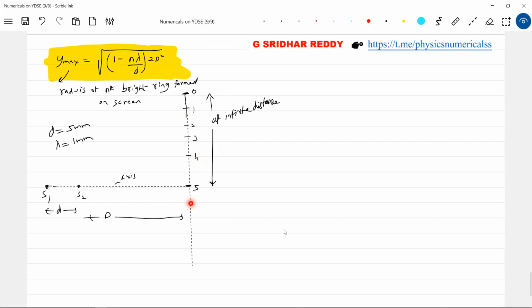Below also the same thing, 4, 3, 2, 1, 0. Then plus 5. So 11 maxima, if this distance is equal to 5 lambda. If it is 3 lambda, instead of d equal to 5 millimeter, let me write d equal to 5 lambda. So that will be more.